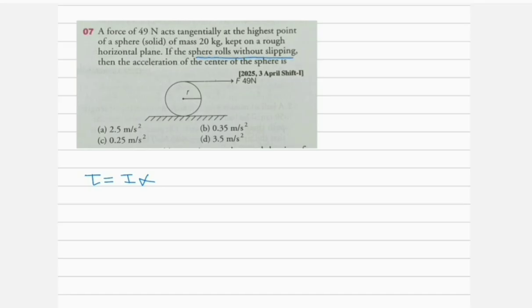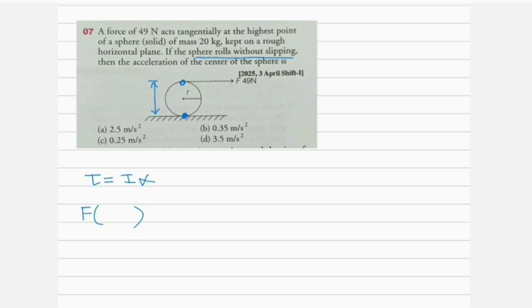That means I can write tau as F multiplied by r perpendicular. Students, what is the distance between these two points, lowest point and highest point? You checked, right? The lowest point is fixed, and at the highest point you are applying the force, right?